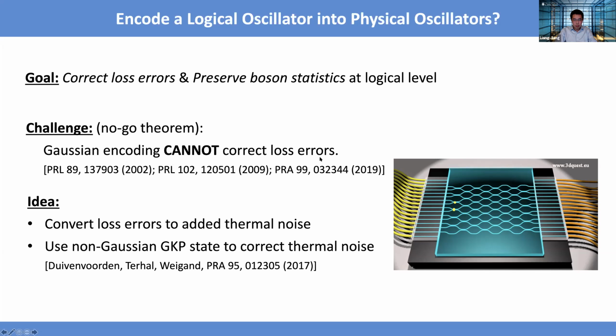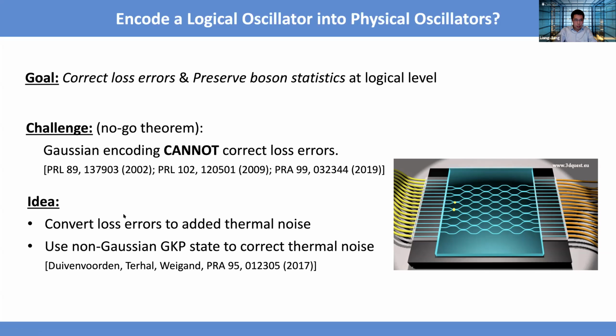So the idea consists of two parts. The first part is that we first need to convert the loss errors to added thermal noise error. The second part is how we use non-Gaussian GKP states to correct the thermal noise. If both are possible, then we can use non-Gaussian GKP states or some extensions of that to correct loss errors while preserving the bosonic nature.